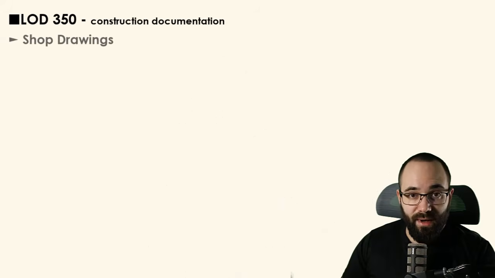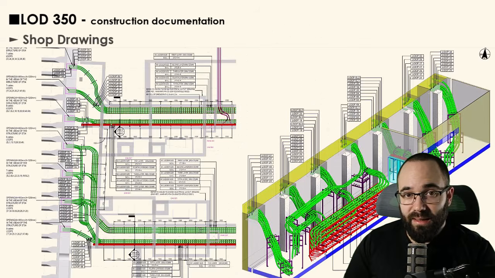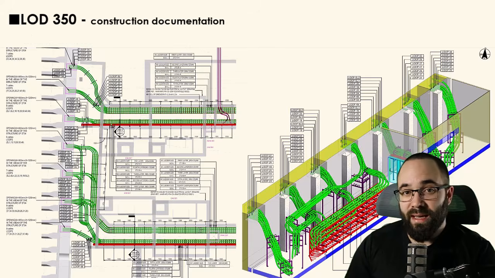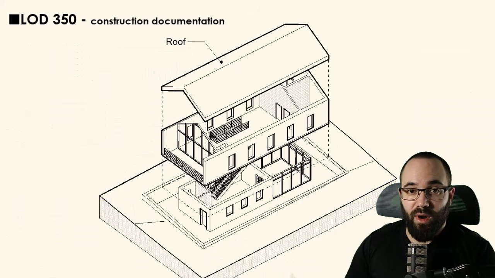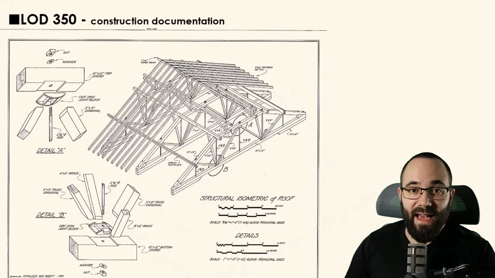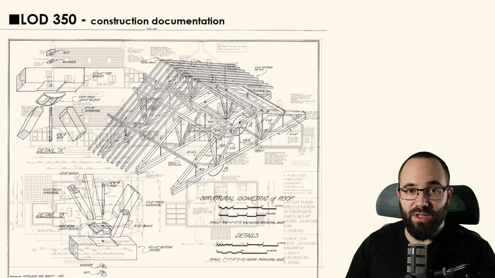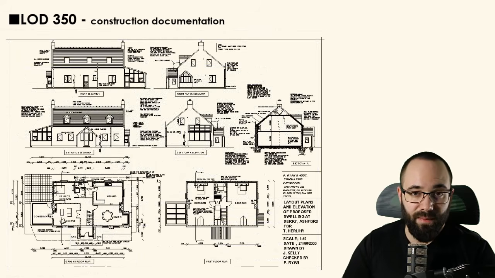Then we have shop drawings. LOD 350 models are used as the foundation for creating shop drawings. These drawings are crucial for contractors, fabricators, and subcontractors. They provide detailed instructions for constructing various elements within the building.